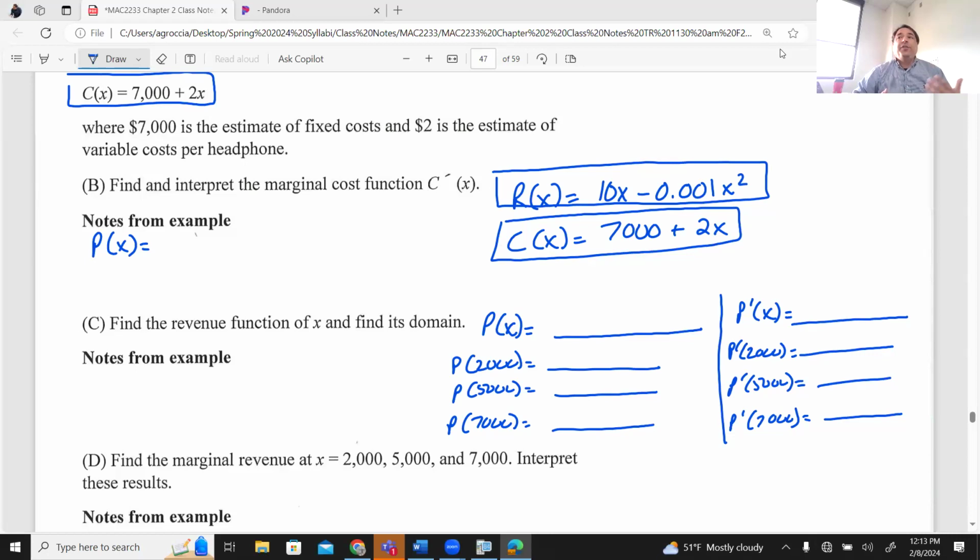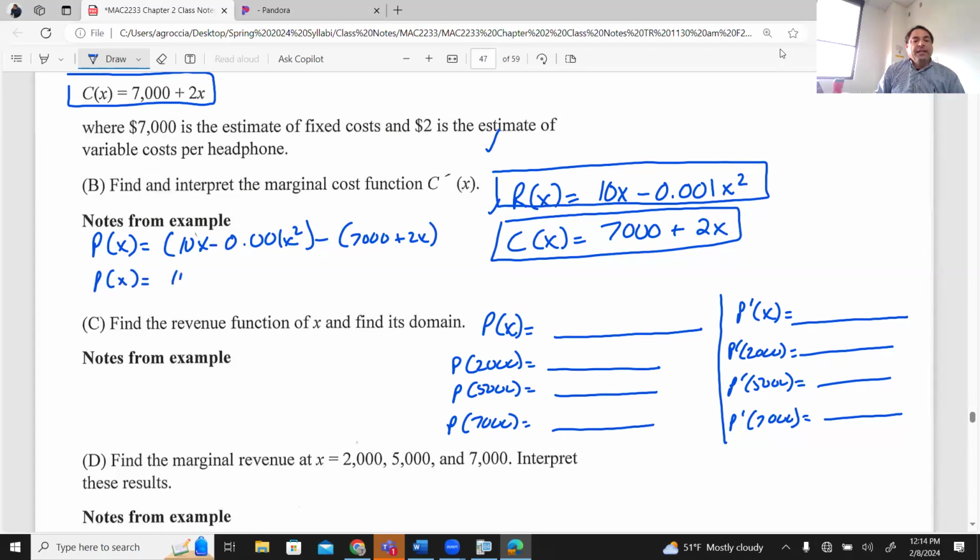So this did not give you profit. This gave you revenue, and it gave you cost. You need to find profit. You need to do the algebra, and if that's wrong, everything's wrong. So be careful. Remember that profit is revenue minus cost. And yes, I'm putting parentheses for a reason, because it's revenue minus cost. So to find your profit, it's 10x minus 0.001x squared minus 7,000 minus 2x. And now those details really, really matter.